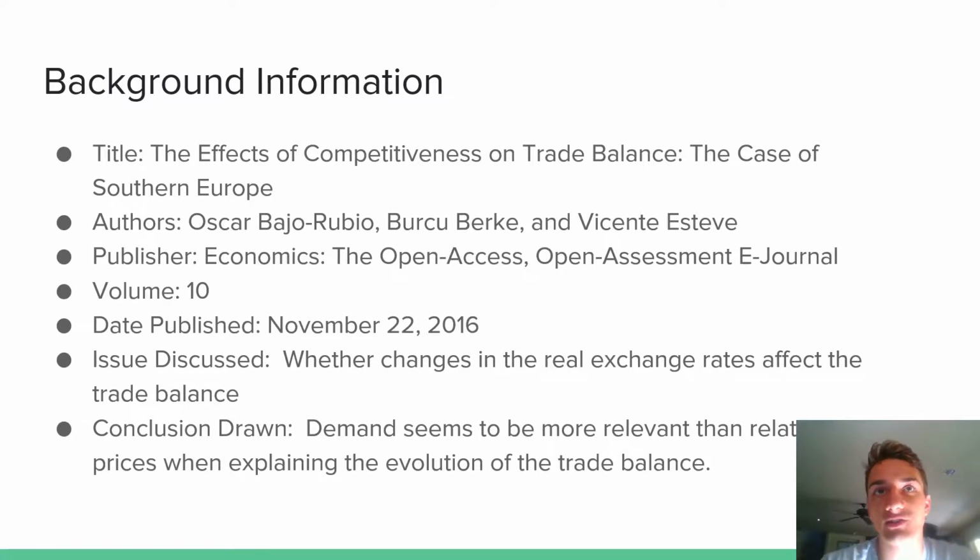The issue discussed is whether changes in real exchange rates affect the trade balance, and the conclusion drawn is that demand seems to be more relevant than relative prices when explaining the evolution of the trade balance.